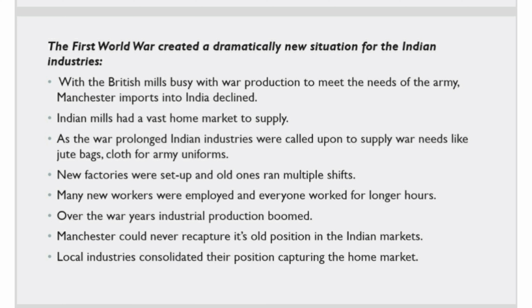As the war prolonged, Indian industries were called upon to supply war needs like jute bags and cloth for army uniforms. New factories were set up and old ones ran multiple shifts. Many new workers were employed and everyone worked for longer hours. Over the years, industrial production boomed. Manchester could not recapture its old position in the Indian markets. Local industries consolidated their position by capturing the home market. This is how the First World War had an impact on the Indian industries.